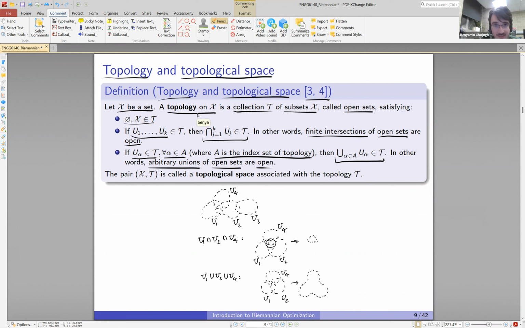X was the set, T was the collection of the open sets. And this pair X and T, and what was T, by the way? T is a topology on X, right? We defined it here, which has these characteristics. But the pair X and T is a topological space associated with a topology T. And the topology T is a topology on the set X. The pair X and T is a topological space. Okay?